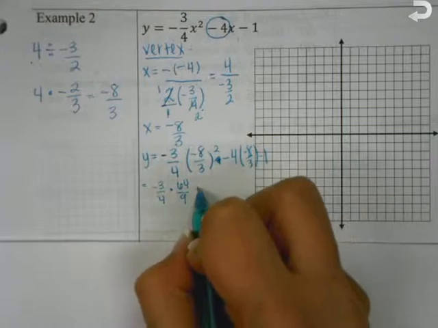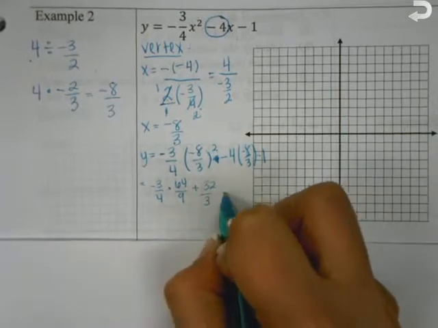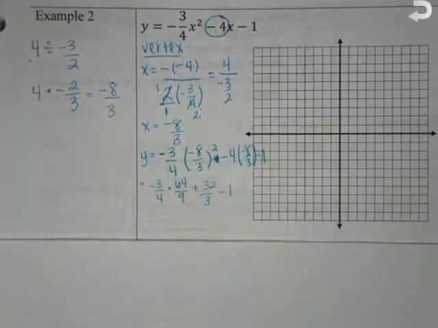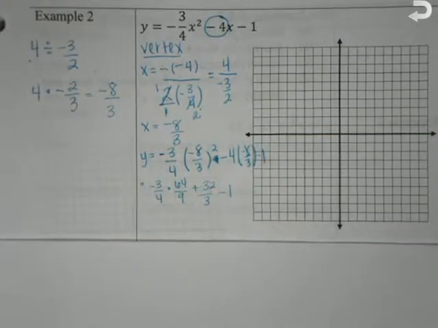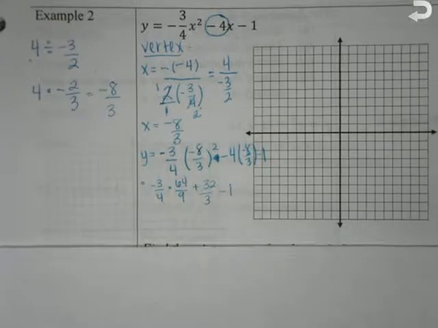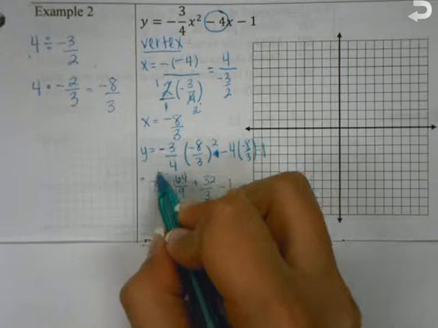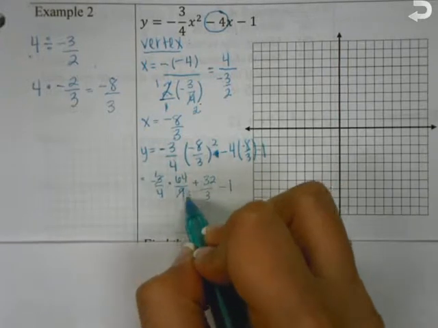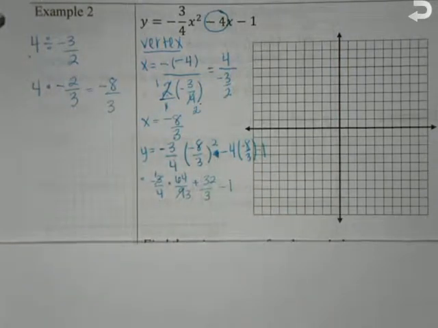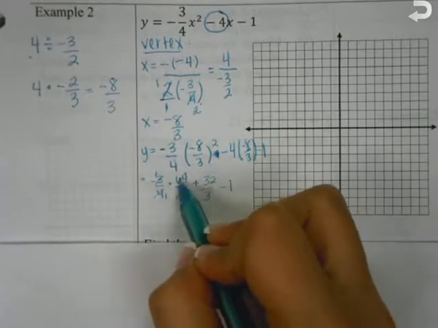Now we can cross-reduce before we go any further. So 3 goes into 3 once, and 3 goes into 9 3 times. 4 goes into 4 once, and 4 goes into 64 16 times. So let's rewrite this. This is -16/3 plus 32/3.